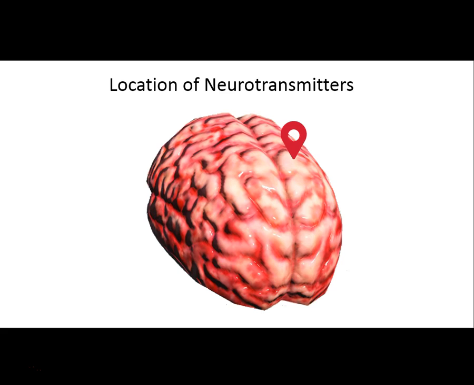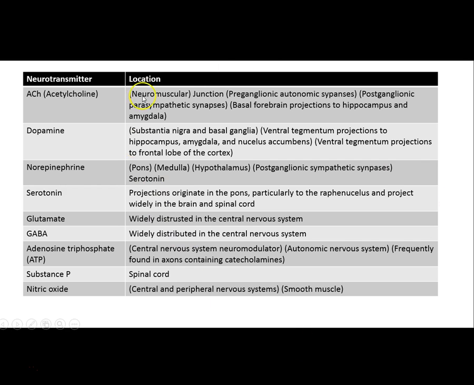What about the location of the neurotransmitters? You can have a look at this table and you will find that the different neurotransmitters are located in different regions of the brain. But what we can see here is that glutamate and GABA are both widely distributed in the central nervous system. Of course, the slides will be uploaded so you can have a better look at this table with the different locations of the different neurotransmitters.